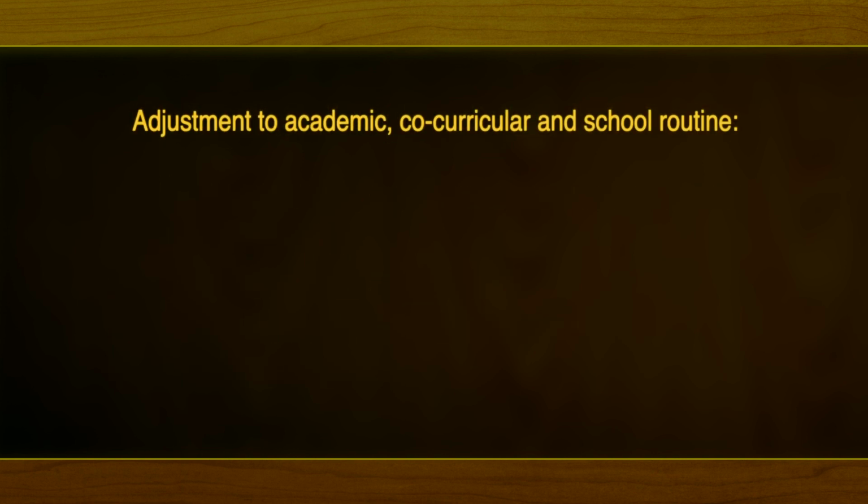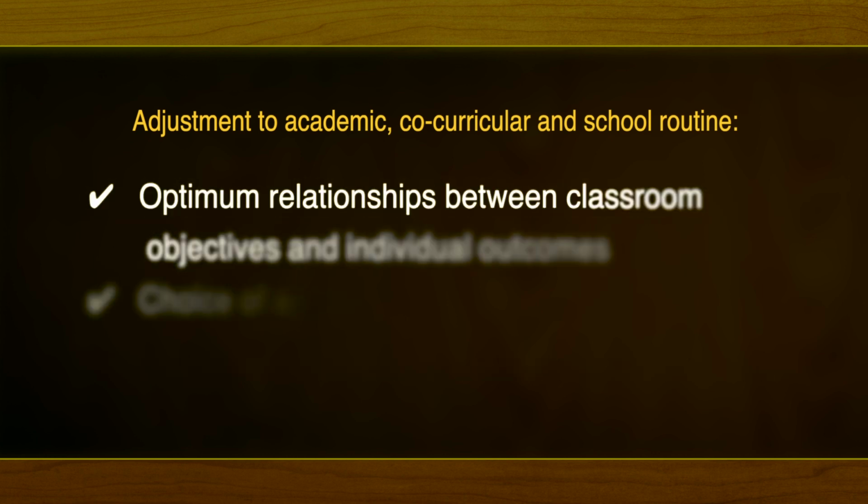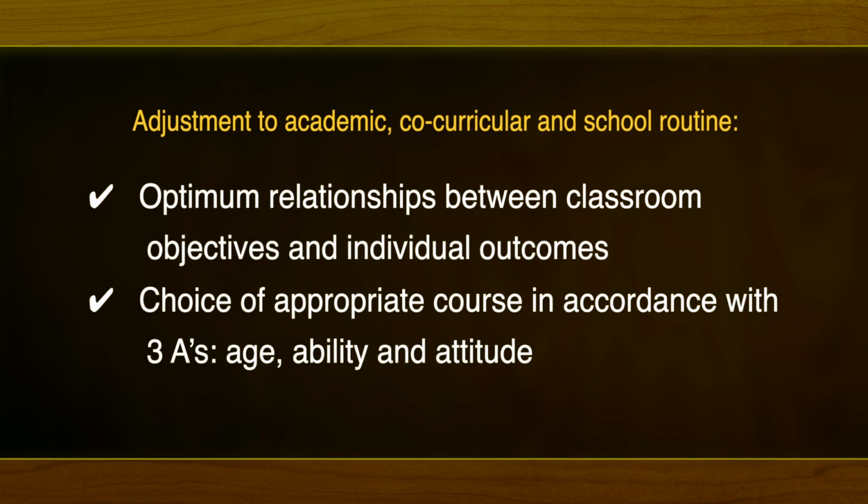Now, first, adjustment to academic, co-curricular and school routine. Getting most out of specific studies and activities. Overcoming learning problems and instructional difficulties. Satisfactory progress in exploratory experiences. Optimum relationship between classroom objectives and individual outcome. Choice of appropriate course in accordance with the 3 A's: age, ability and attitude.